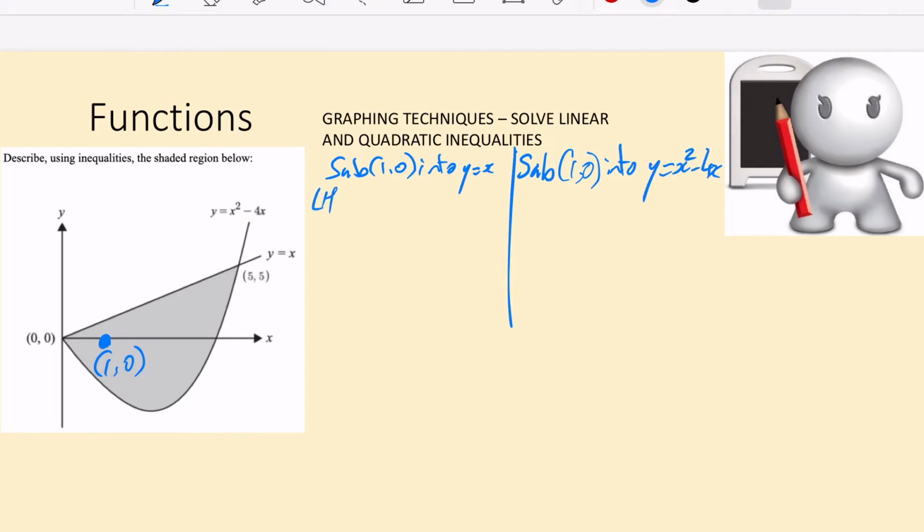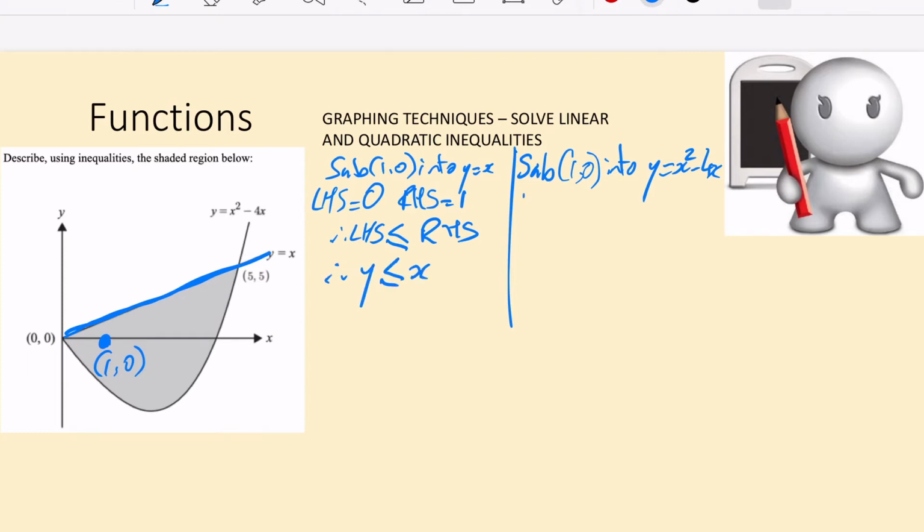Now what I would get over here is the left hand side, which is y, so that's equal to 0. The right hand side is x, so when I substitute 1, I get 1. So therefore the left hand side is less than or equal to. Now why am I including equal to? Because this line is unbroken. So therefore y is less than or equal to x.